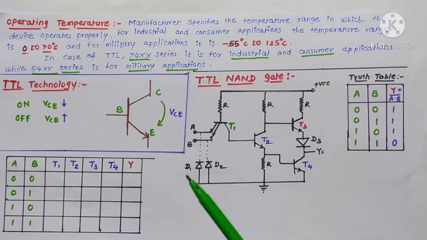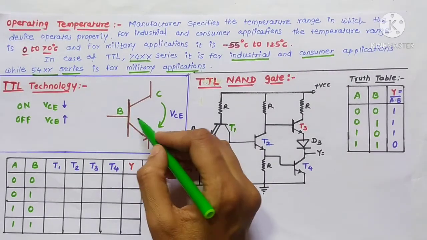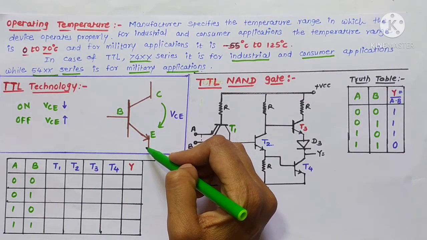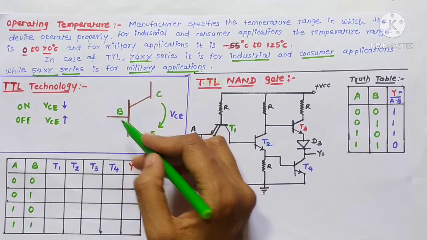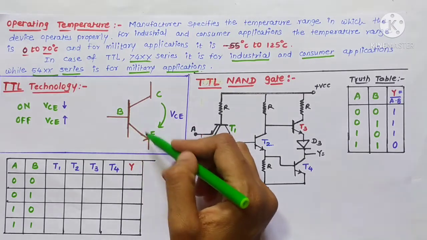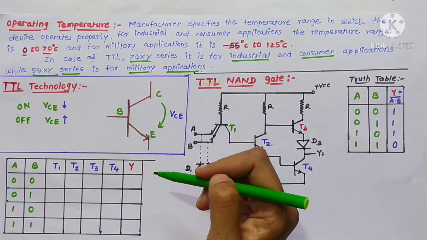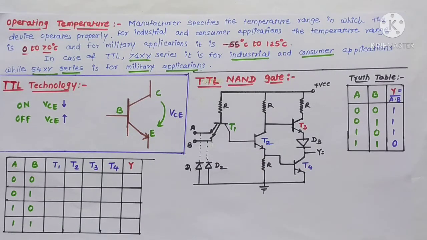Means if this base is grounded, this base emitter junction is nothing but a PN junction diode, and it is forward biased. Therefore, transistor T1 switches on.